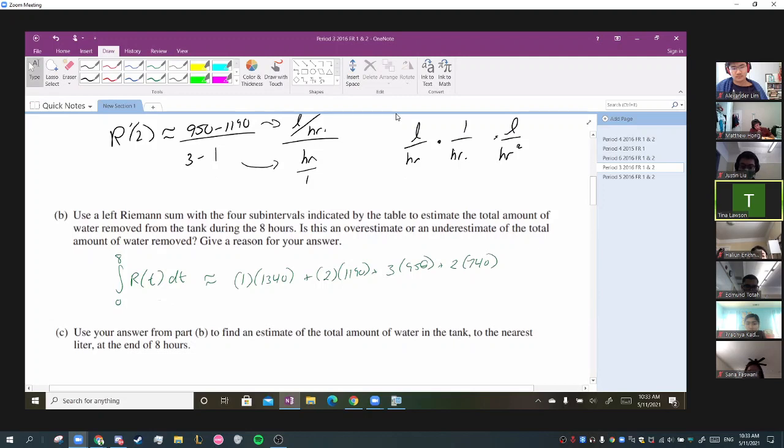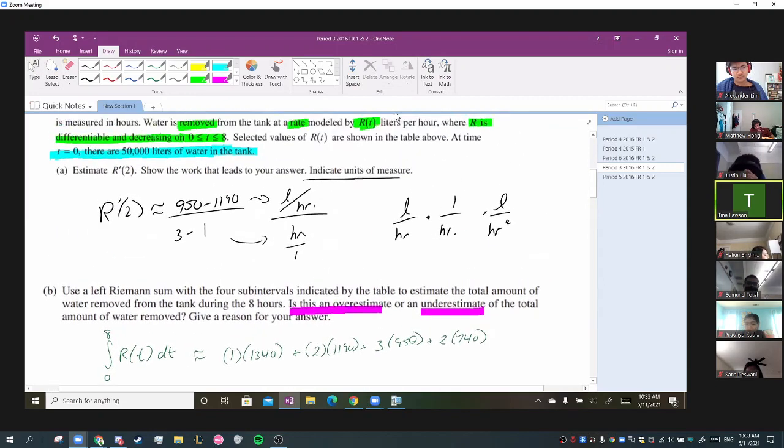And then did it say anything about units? Well, it says use a left Riemann sum with 4 subintervals indicated by the table to estimate the total amount of water removed during the 8 hours. Oh, second question. Is this an overestimate or an underestimate of the total? And then give a reason. Well, you know, interesting things were stated up here.